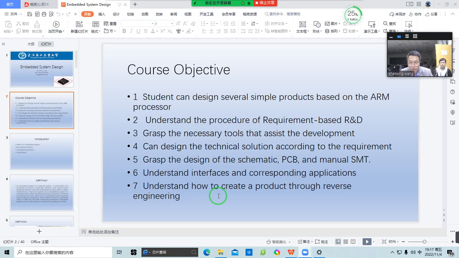I'm not saying it's copycat. Copycat is illegal in the market. So I'm not saying copycat. I just say reverse engineering. So reverse engineering has nothing to do with copycat.